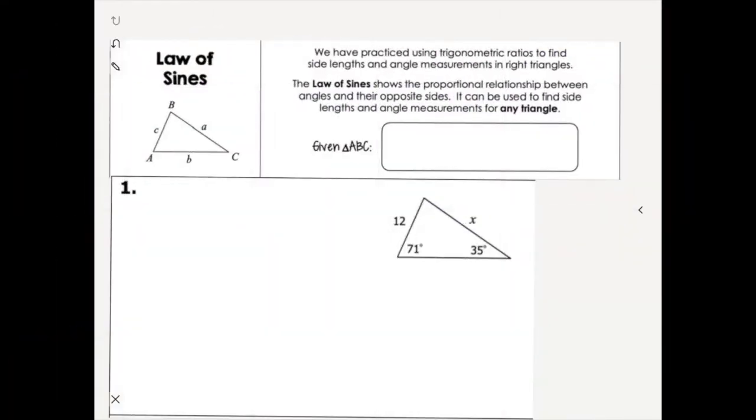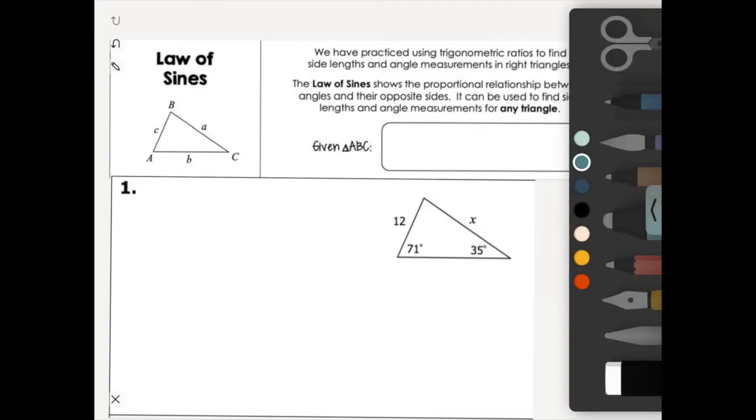So we're going to be talking about the law of sines. Before, we were using trig ratios to find side lengths and angle measurements in right triangles. However, the law of sines and the law of cosines can be used to find side lengths and angle measurements in any type of triangle. So the law of sines shows the proportional relationship between angles and their opposite sides. And as I said before, it can be used to find side lengths and angle measurements in any triangle.